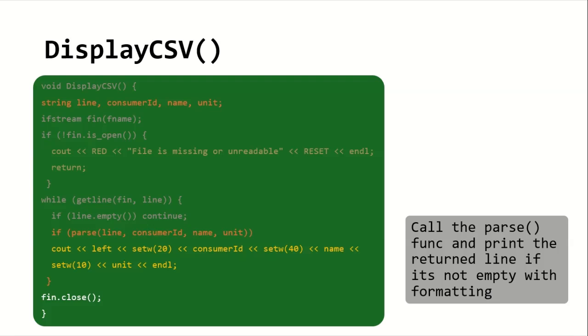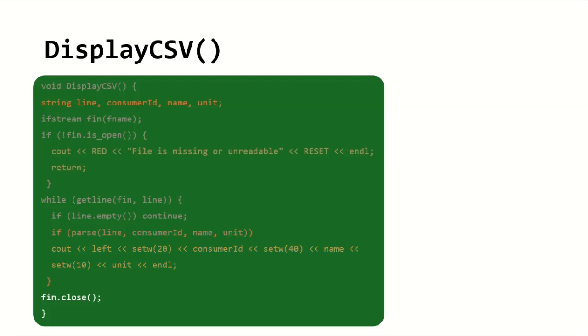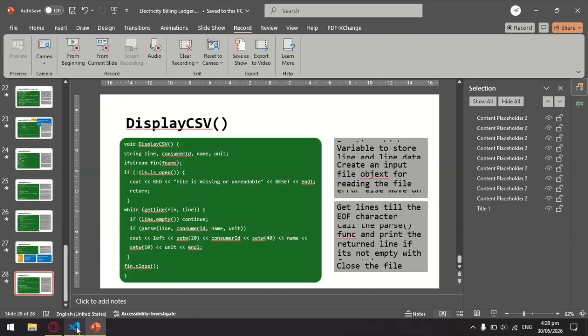Every entry will be left aligned. The consumer ID will have 20 character spaces, the name will have 40 character spaces, and the unit will have 10 character spaces. Then we are going to close the reading file object and end. So let's take a look at how this code is running.